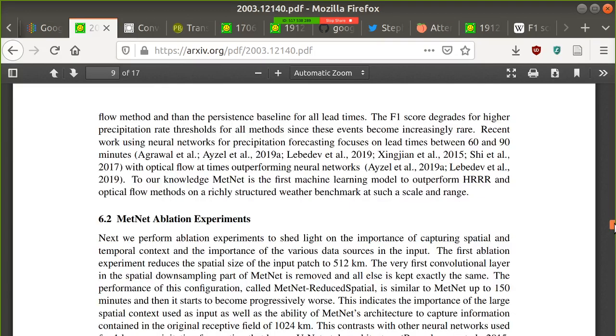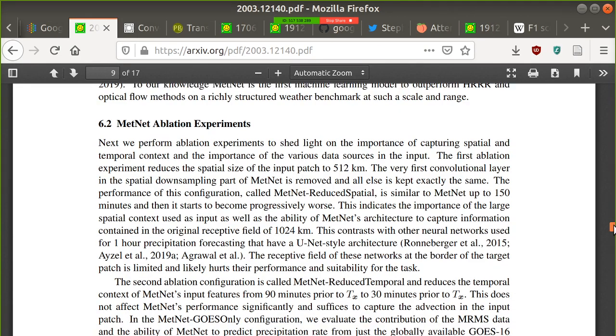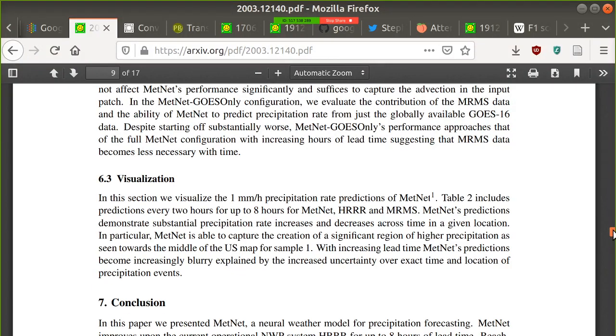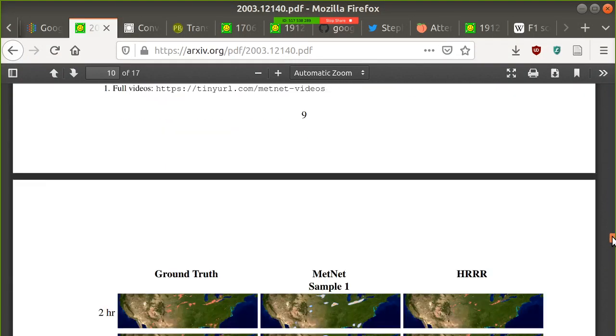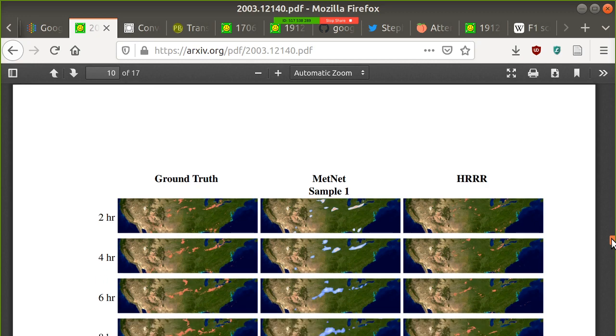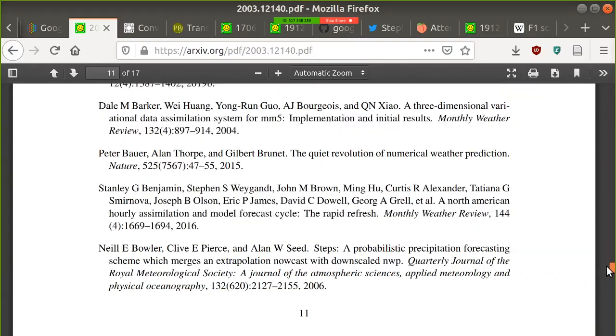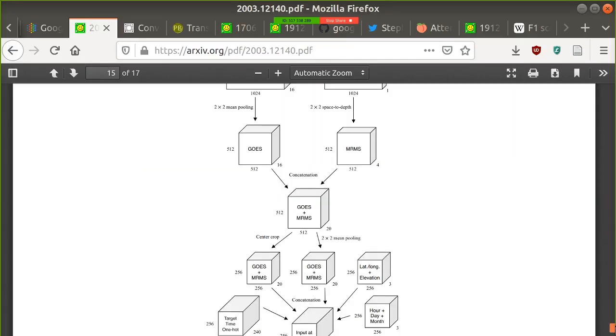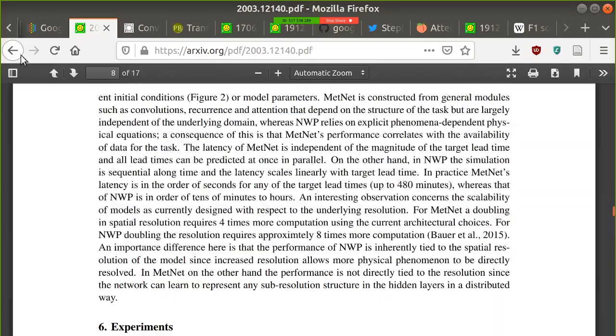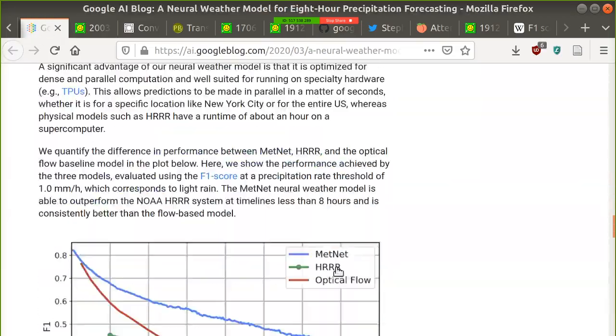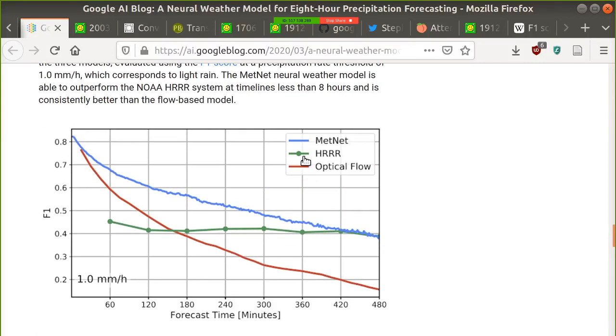This HRRR system basically initializes using an ensemble method, I believe, and it runs the deterministic physics-based weather prediction into the future. And then they ask, how do they do compared to these predictors? I think they have this on their blog post as well. Yeah, right. So you can see the numerical weather prediction based on physics in green, MetNet in blue. So for short time delays, they're doing significantly better. And then as you go further in time, at about 8 hours, there's a crossover point.